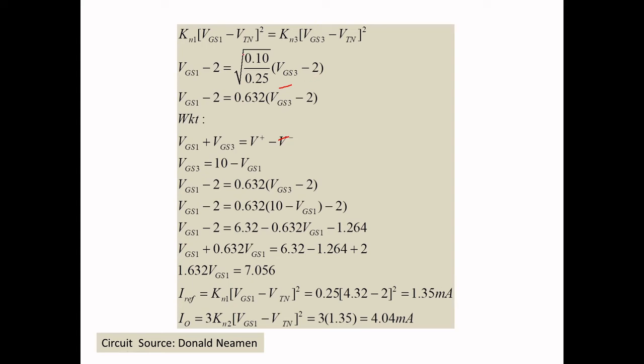So when you solve this, that is 0.10 divided by 0.25, if you take the square root, you will be getting 0.632. So 0.632 into the corresponding terms. So the whole term will be VGS1 minus 2 equal to 0.632 into VGS3 minus 2. Now you know, by applying the KVL in the series circuit, that is M1 and M3, we will be getting VGS1 plus VGS3 equal to V plus minus V minus. Here we have 5 minus of minus 5.